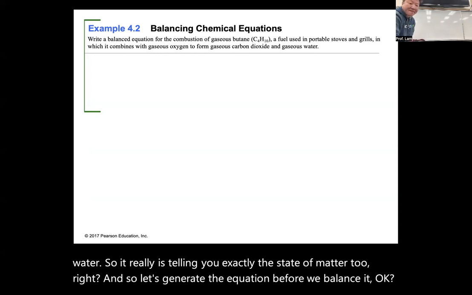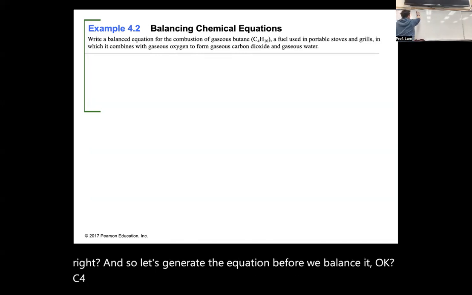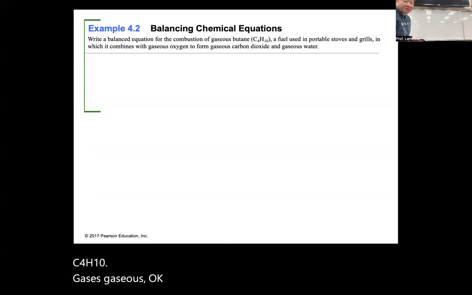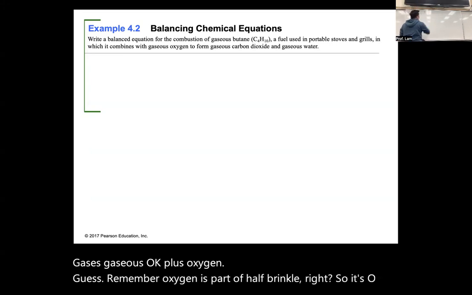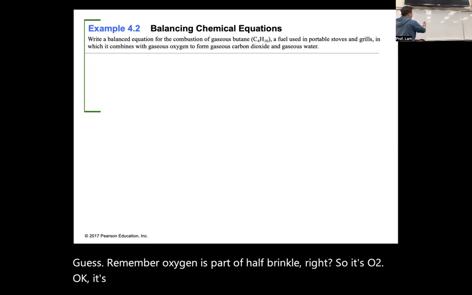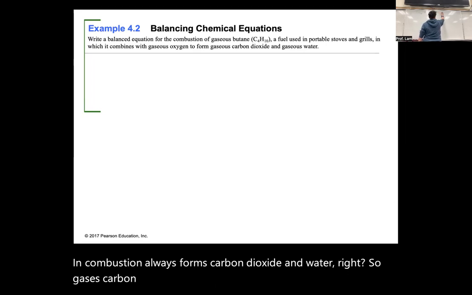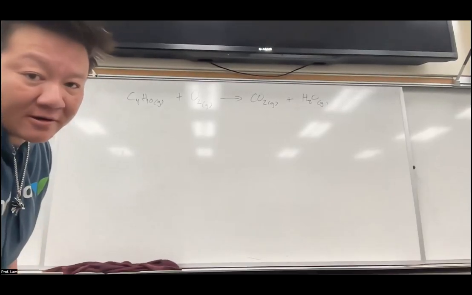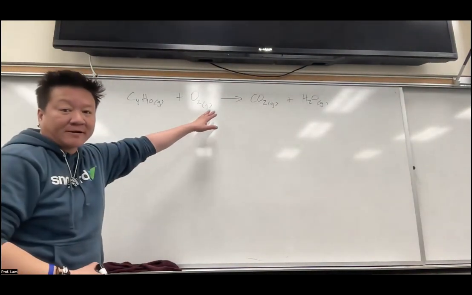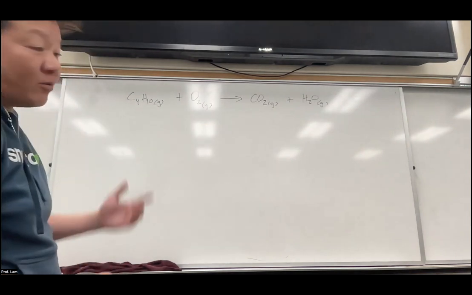So C4H10 gas plus oxygen gas. Remember, oxygen is part of the Hofbrinkel, so it's O2, it's diatomic. And combustion always forms carbon dioxide and water. So gaseous carbon dioxide, CO2 gas, plus water gas, H2O. All right, see, we translated it to chemical formulas, and so we got our equation here. Now we need to balance it.